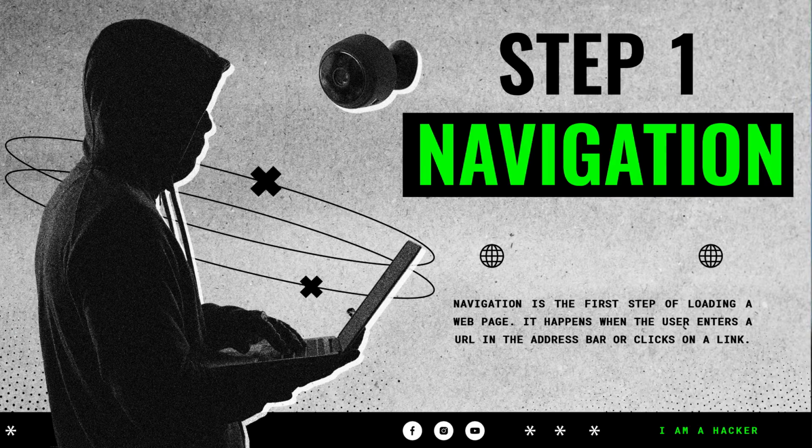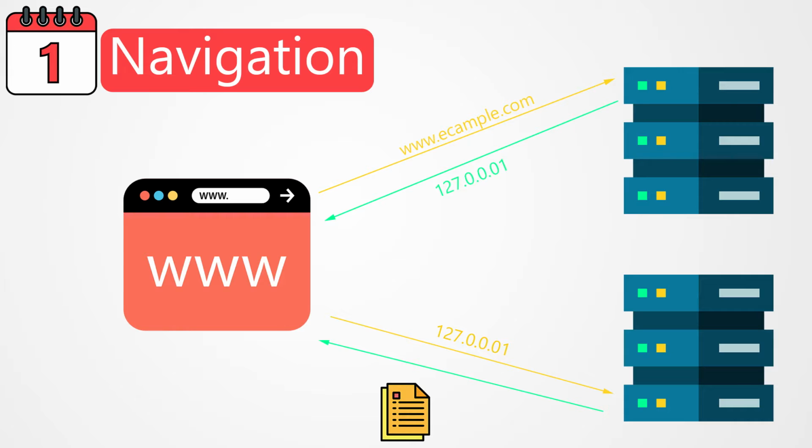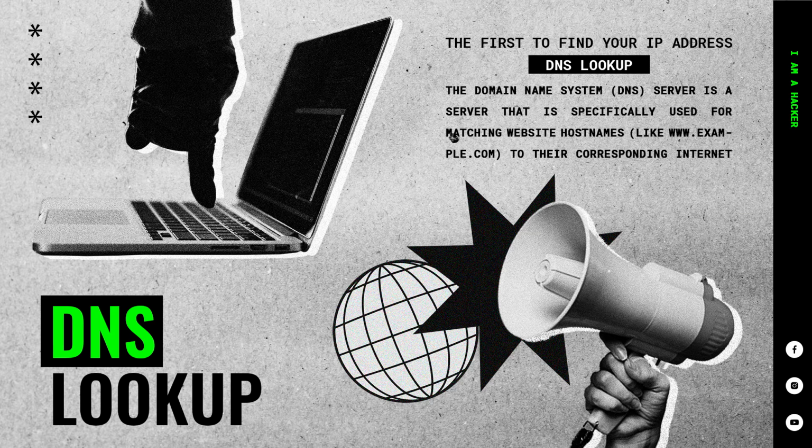Well, the first step in loading a page is navigation, which happens when you enter a URL in the address bar or click on a link. Let's break down the navigation a bit further to understand it more. To start with, the browser needs the IP address, through which it would find out where the resources for the web page are located. And that is done using DNS lookup.